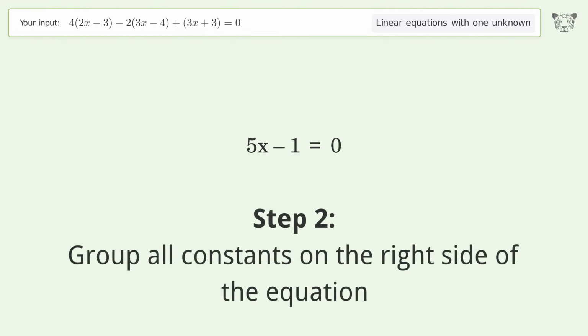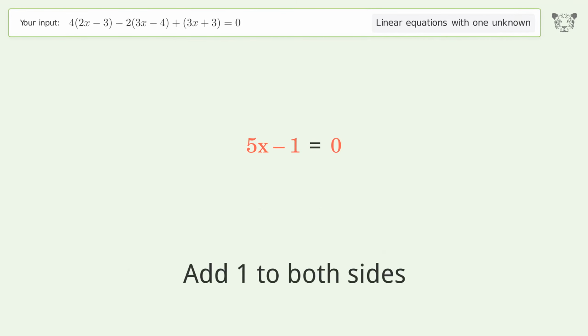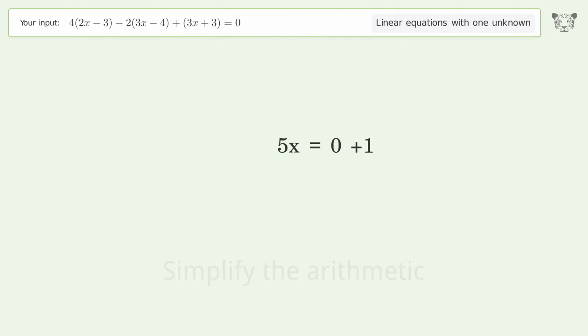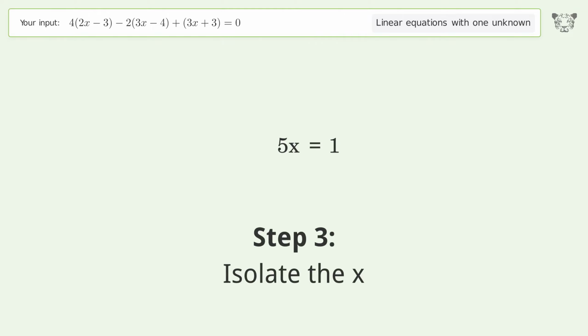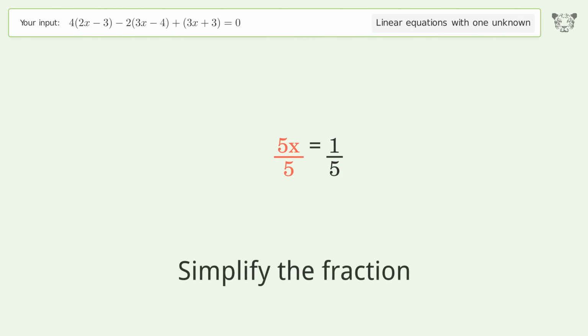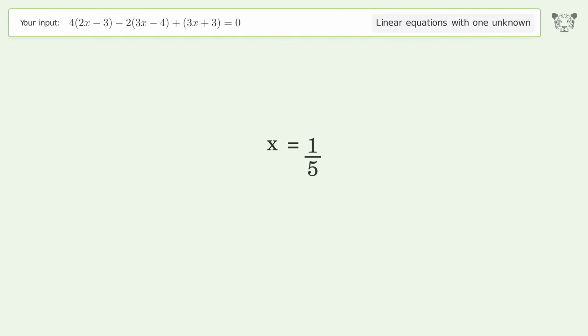Group all constants on the right side of the equation. Add 1 to both sides. Simplify the arithmetic. Isolate the x. Divide both sides by 5. Simplify the fraction. And so the final result is x equals 1 over 5.